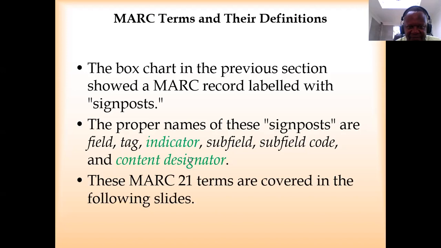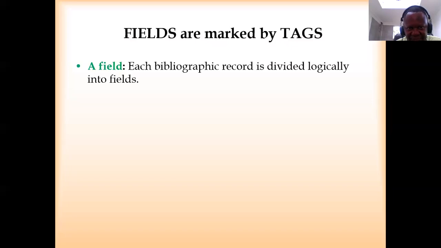Let's see what we have. These MARC 21 terms are covered in the following slides. So with these terminologies, we want to see what is a field, what is a tag, what is an indicator. We shall see them in the slides to follow. Fields are marked by tags.